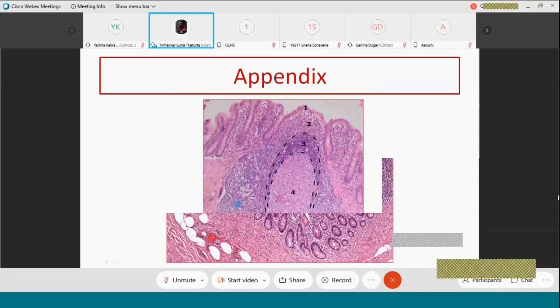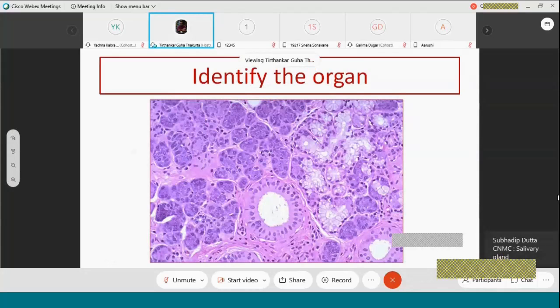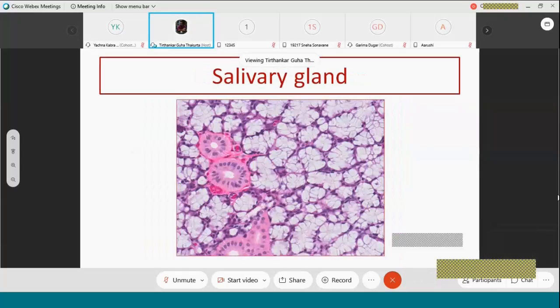Identify this organ. Very good. This is a salivary gland, as it contains mixed mucus and serous components. So this is probably the submandibular gland. This probably is the parotid gland that has mostly serous components. And this is probably the sublingual gland that has mostly mucinous components.